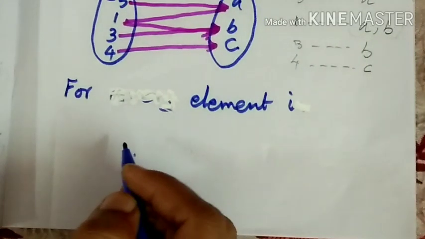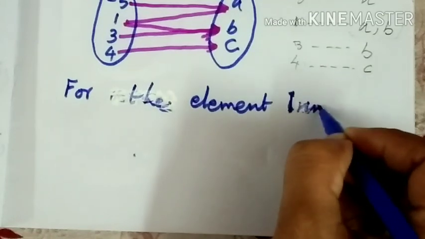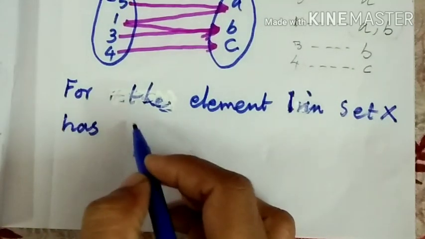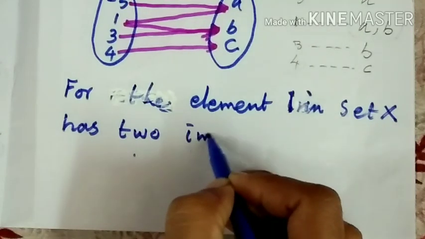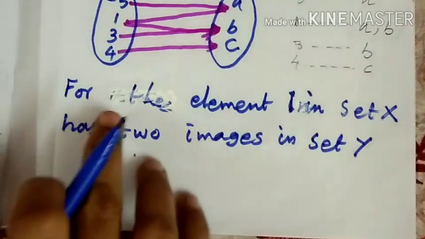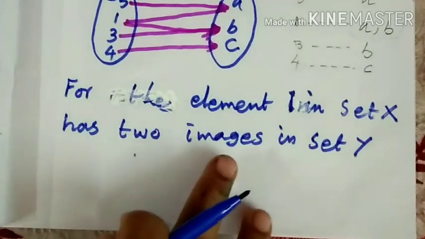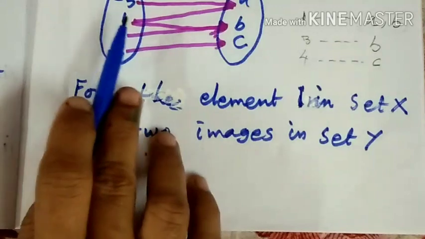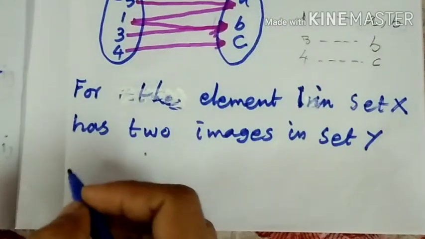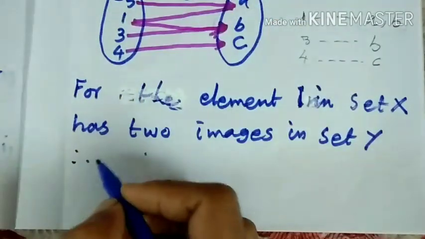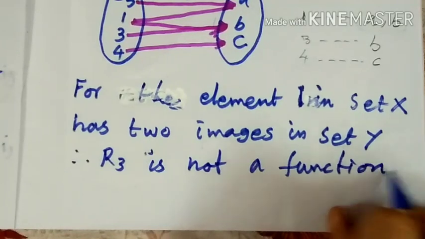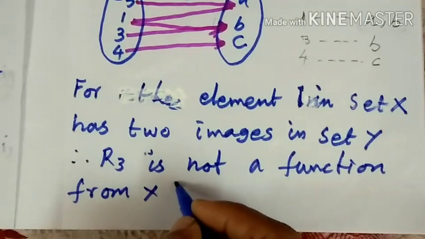So you write in the reason: the element 1 in set X has 2 images in set Y. Otherwise, you can write: for the element 1 in set X, there exist 2 elements in set Y. Therefore, R3 is not a function from X to Y.